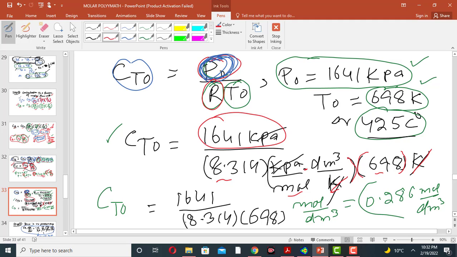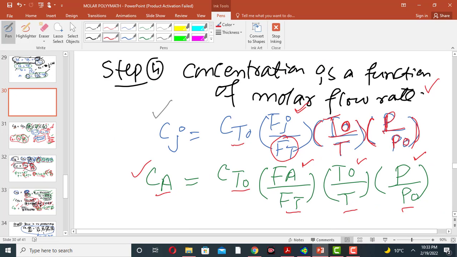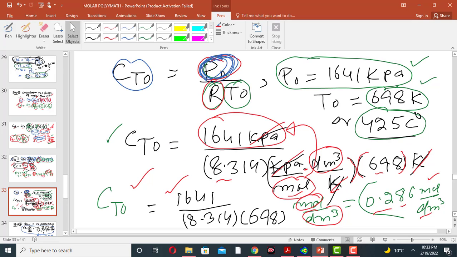Kelvin cancels with Kelvin, kilopascal cancels with kilopascal, and the mole will come to the numerator and the dm cube will come to the denominator. So mole per dm cube is the unit, and the Ct naught value obtained is 0.286 mole per dm cube. So in the third step we obtain a relation for concentration, and in the fourth step we obtain the relation between concentration and the molar flow rates of component A, component B, and component C.